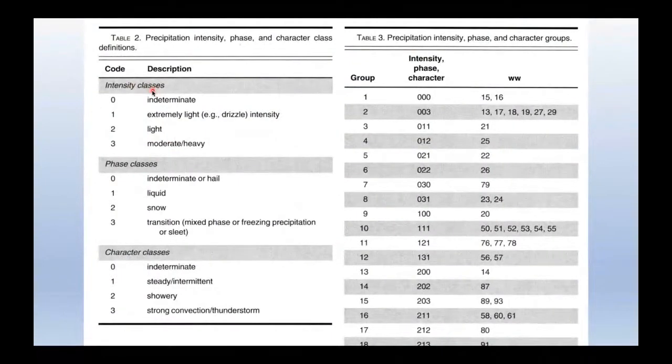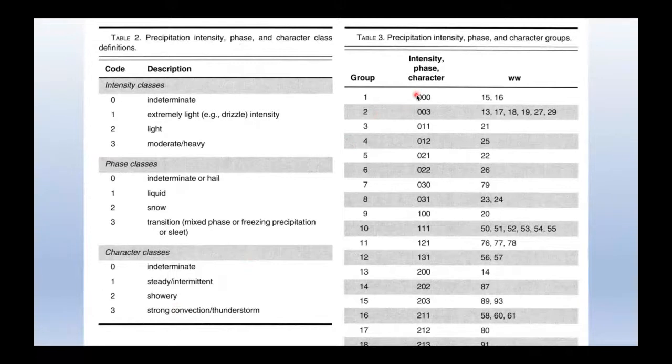I've got the intensity classes: indeterminate, extremely light, which I basically mean drizzle intensity, light, and moderate to heavy, because they didn't usually distinguish between moderate and heavy for many of the codes. Then the phase classes are indeterminate, liquid, frozen or snow, or transition. And then character classes were things like steady or intermittent, which would imply more stratiform precipitation, showery, or then in some cases, the code was indicating that you had something like strong convection or a thunderstorm going on.